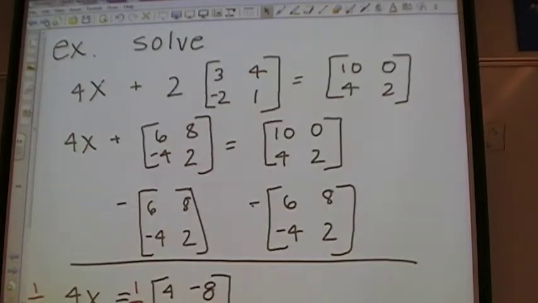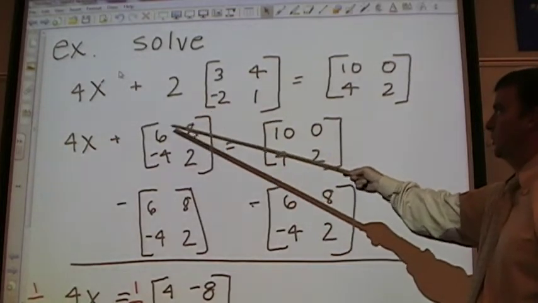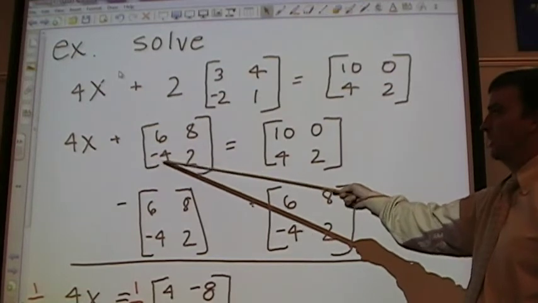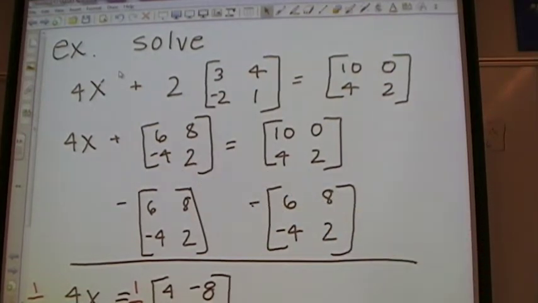Next example. We did a little bit of this last week, solving matrix equations. Now we just have a scalar involved. So you have 4X, where capital X means it's a matrix, plus 2 times 3, 4, -2, 1 equals 10, 0, 4, 2. Alright, so the first thing is to simplify, just like you were solving an equation. Simplify the left-hand side by multiplying by 2. You get 6, 8, -4, 2.